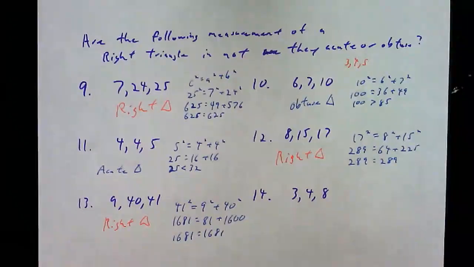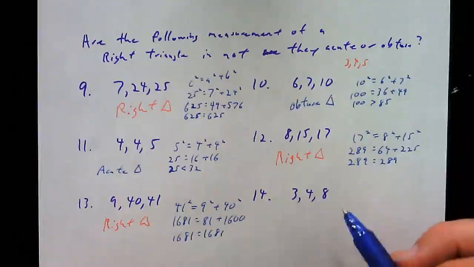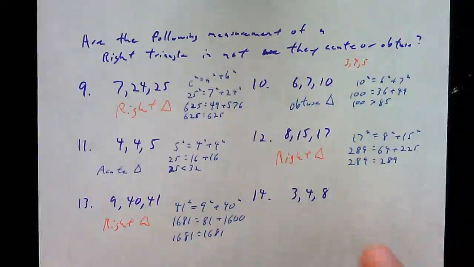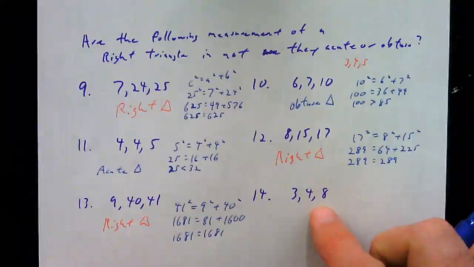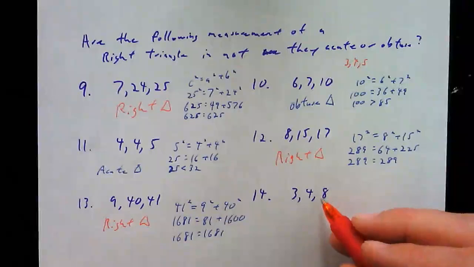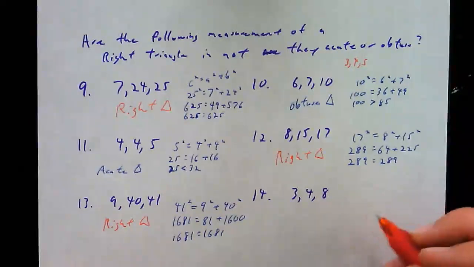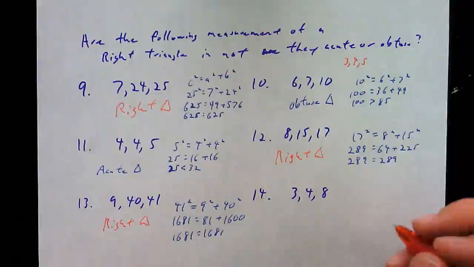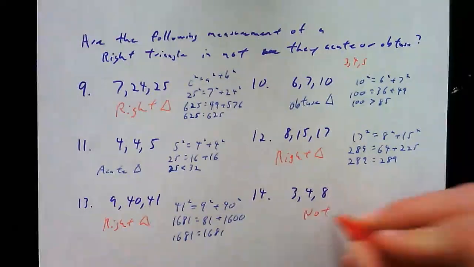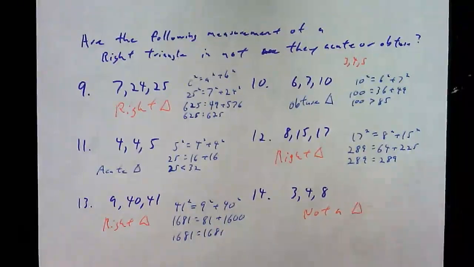The last one, I don't recognize it off the top of my head, but before we even plug in, there's something wrong with this. I want to know, is this a right triangle? Well, I know right away that this is not a right triangle. In fact, this isn't a triangle at all. So I can't even plug into the Pythagorean theorem and use the converse to see if it's right, acute, or obtuse, because this does not make a triangle. So, not a triangle.